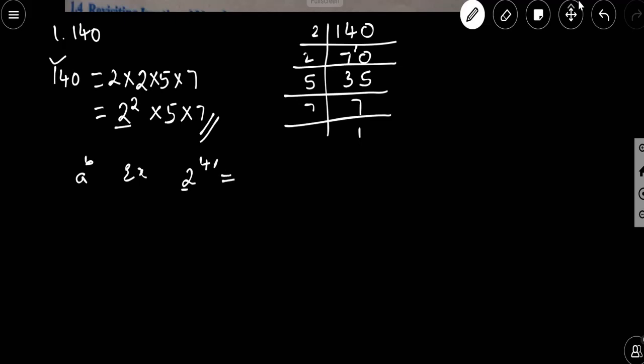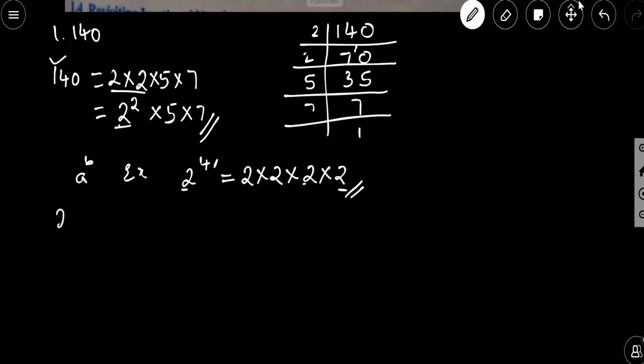So I will write down here. How many times will I write? 2 into 2 into 2 into 2. So what does that mean? 2 to the power of 4 is nothing but 2 into 2 into 2 into 2. So how many 2's do I have here? I have two 2's, so it has been multiplied 2 times. So what I have written is 2 to the power of 2. Okay. So we'll go for the second problem here.